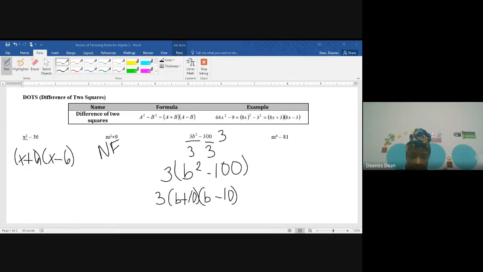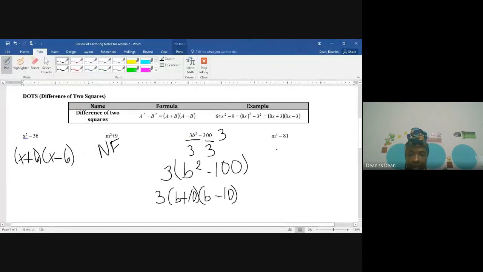All right, last difference of squares. So we have m to the 4th minus 81. So remember, the first thing we look for with difference of squares is if we have two terms. If we do, then we keep going in the process. We look for a GCF. If the GCF is 1, we don't worry about factoring out a 1. And then now we're going to determine if we have perfect squares here. So we have m to the 4th minus 81. So we have to ask ourselves, is m to the 4th a perfect square and is 81 a perfect square?